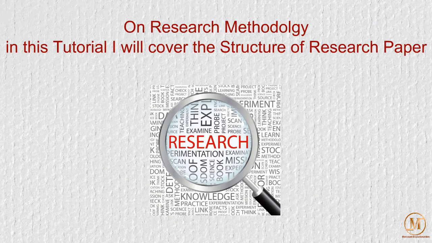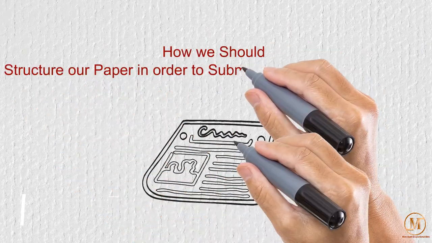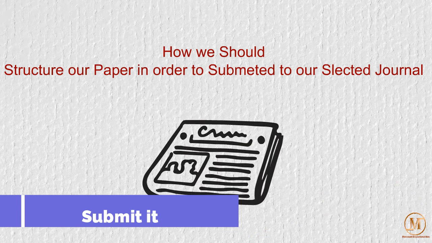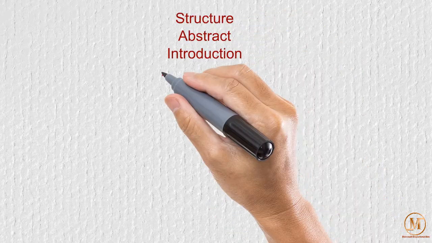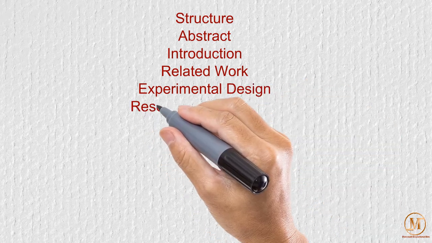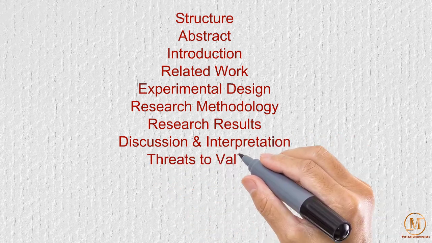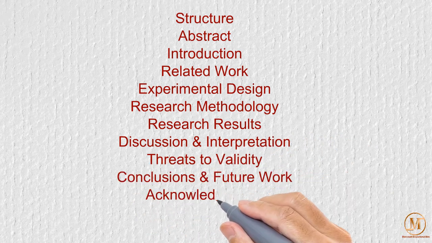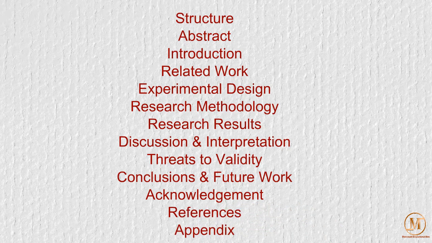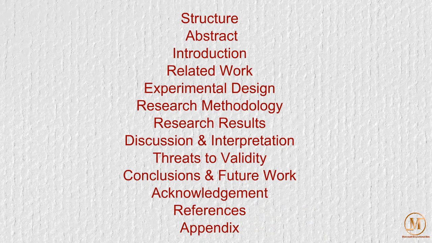In this tutorial, I will cover the structure of a research paper, how we should structure our paper in order to submit it to our selected journal. In the structure of the research paper, we need to follow the following steps: title, abstract, introduction, related work, experimental design, research methodology, research results, discussion and interpretation, threats to validity, conclusion and future work, acknowledgement, references, and appendix.